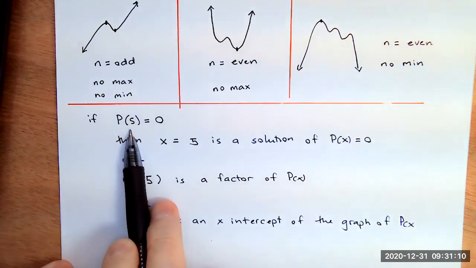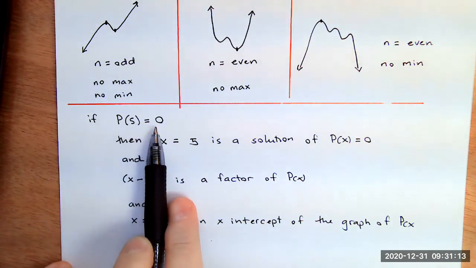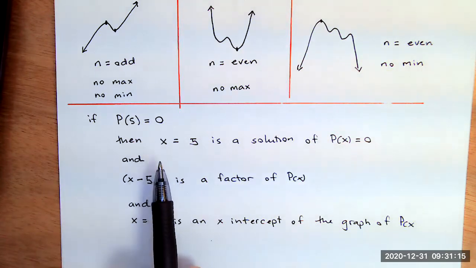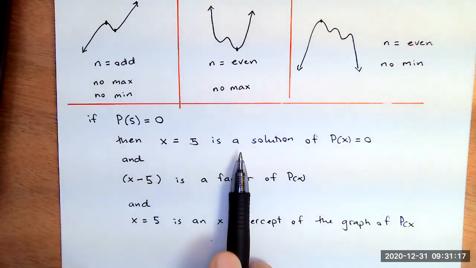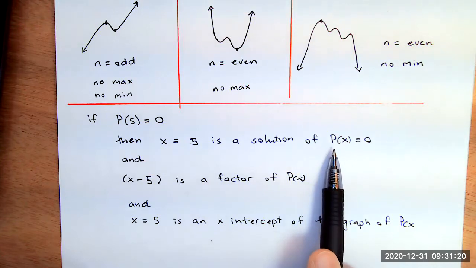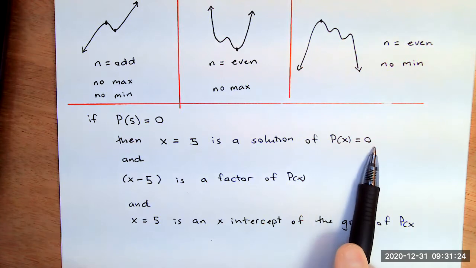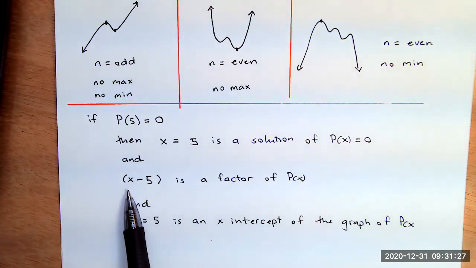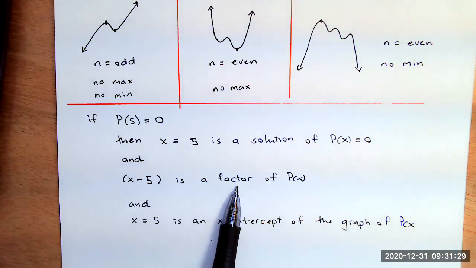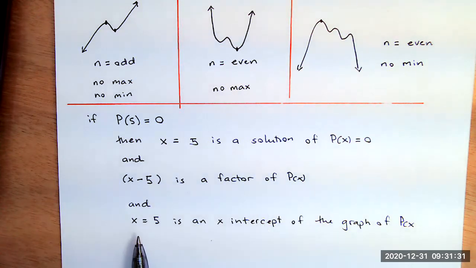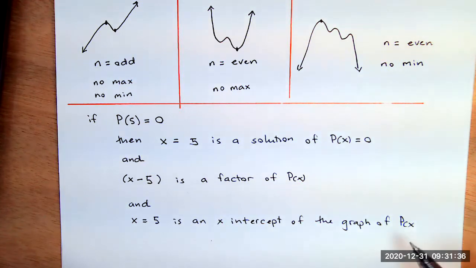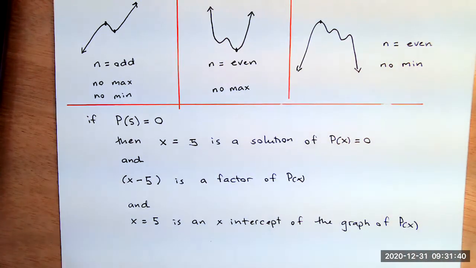All right, suppose you plug 5 into a polynomial and it's equal to 0. Then x equals 5 is a solution of setting that polynomial equal to 0, which is how you solve polynomials. Then x minus 5 is a factor of that polynomial, and x equals 5 is an x-intercept of the graph of p of x. This is probably easier to think about if we do a particular example. So let's start there.